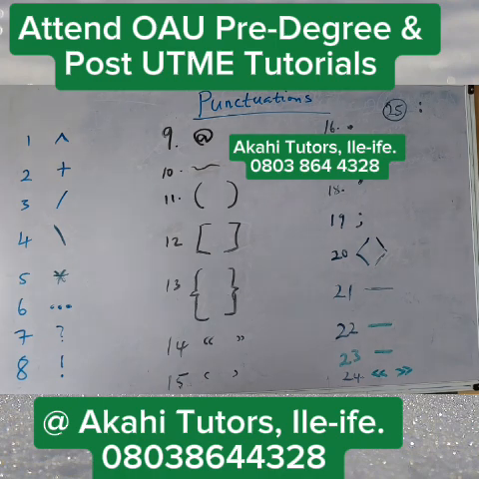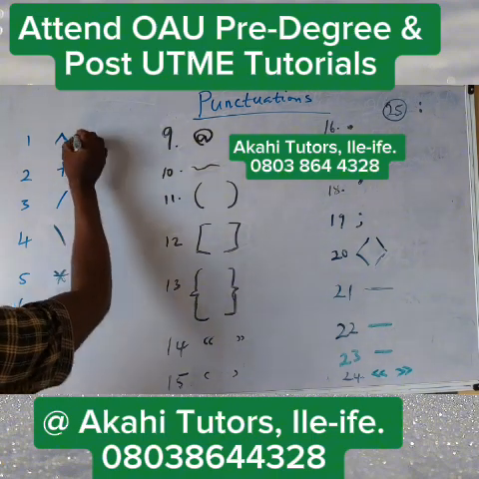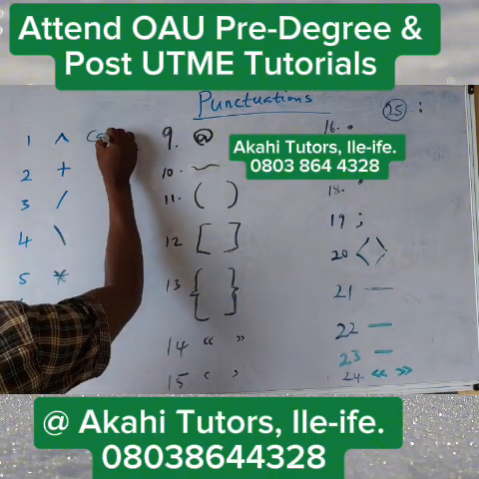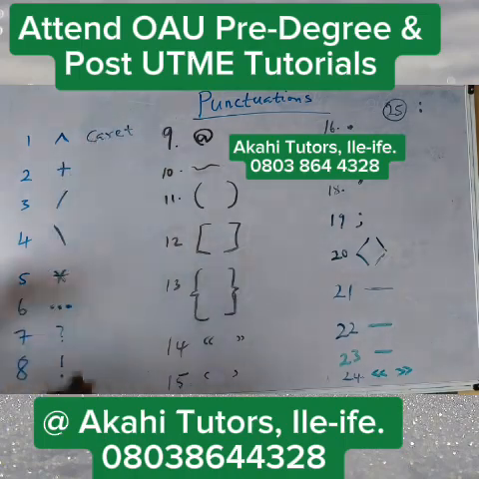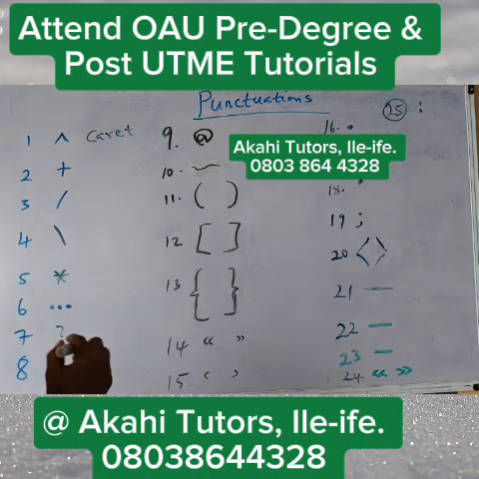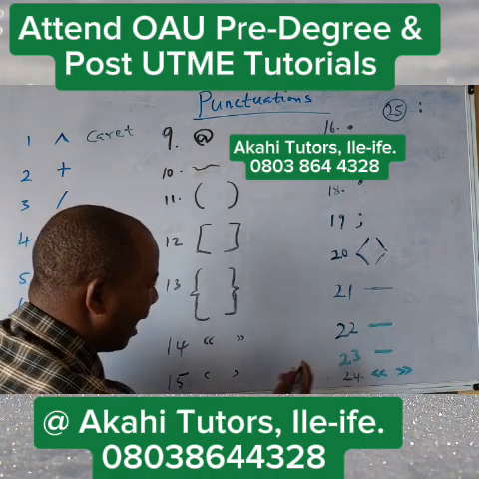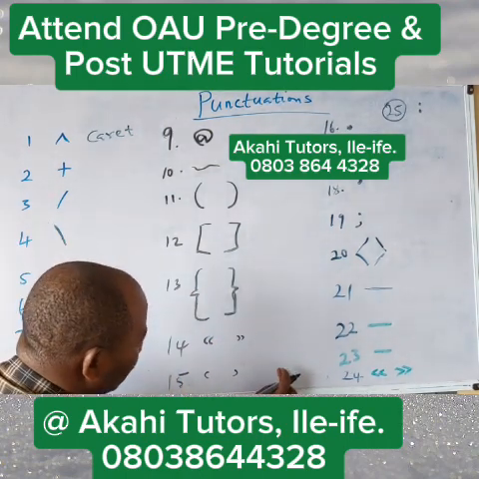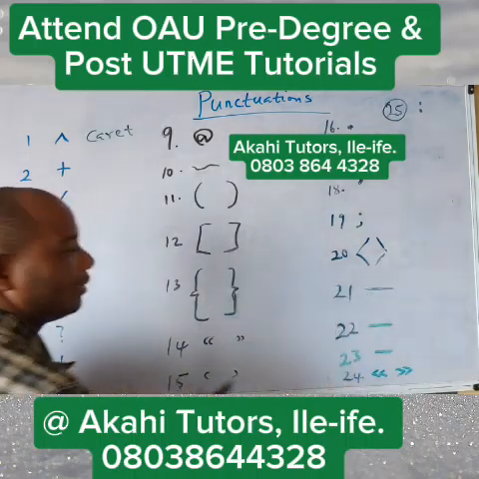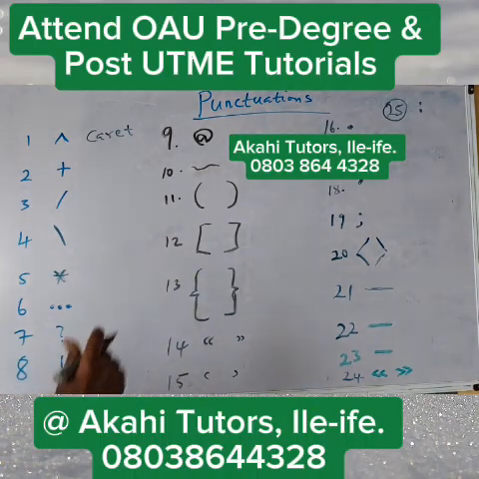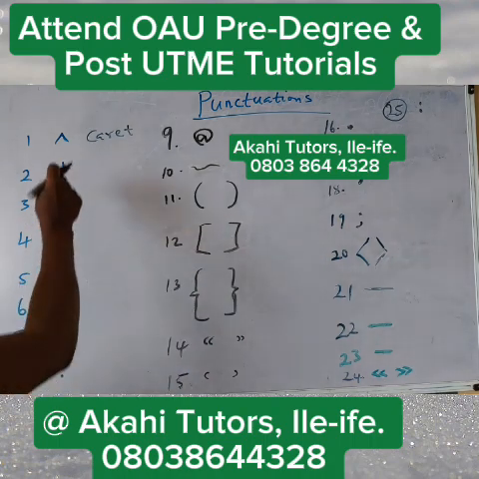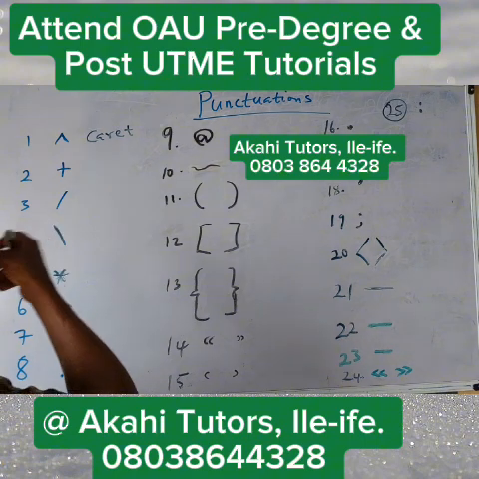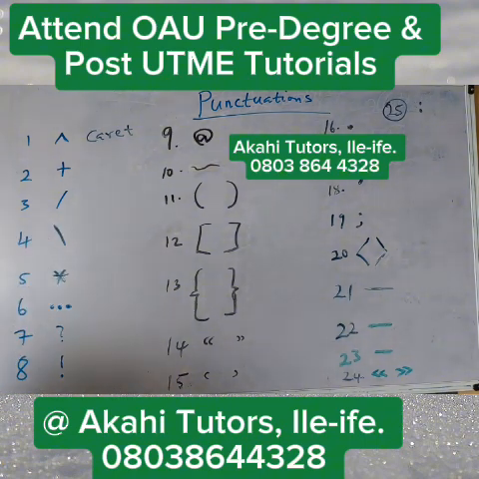The number one here we have caret. The name given to this kind of punctuation mark is called caret. If you are writing something and something is omitted, you can put this sign down and write what is omitted up. So the name given to that punctuation mark is called caret.